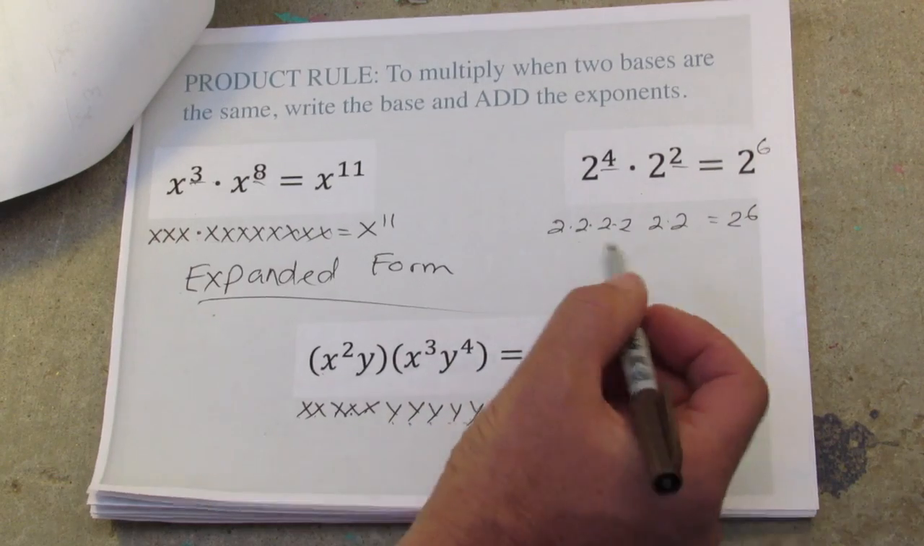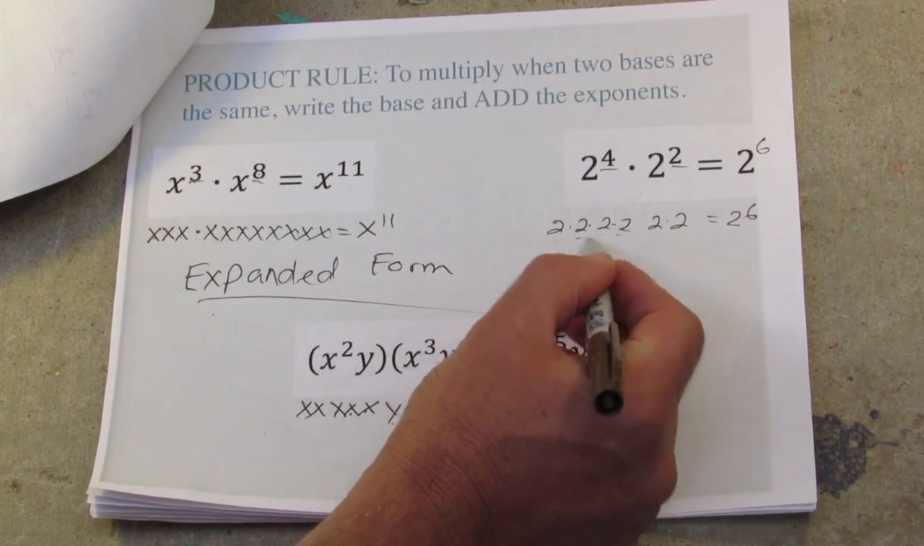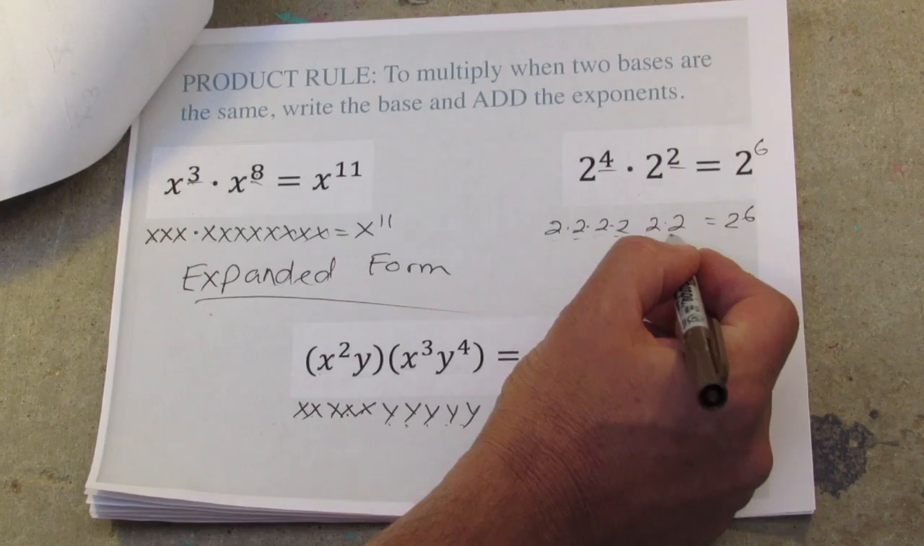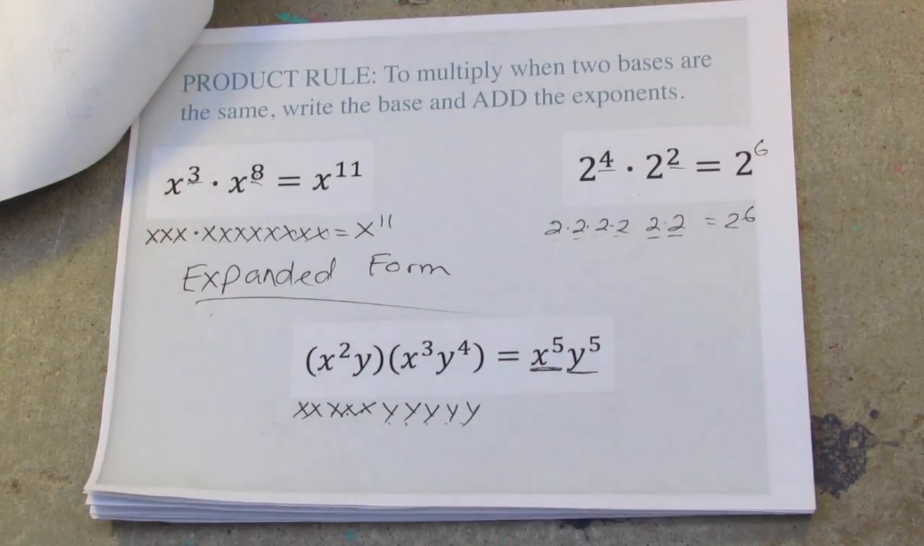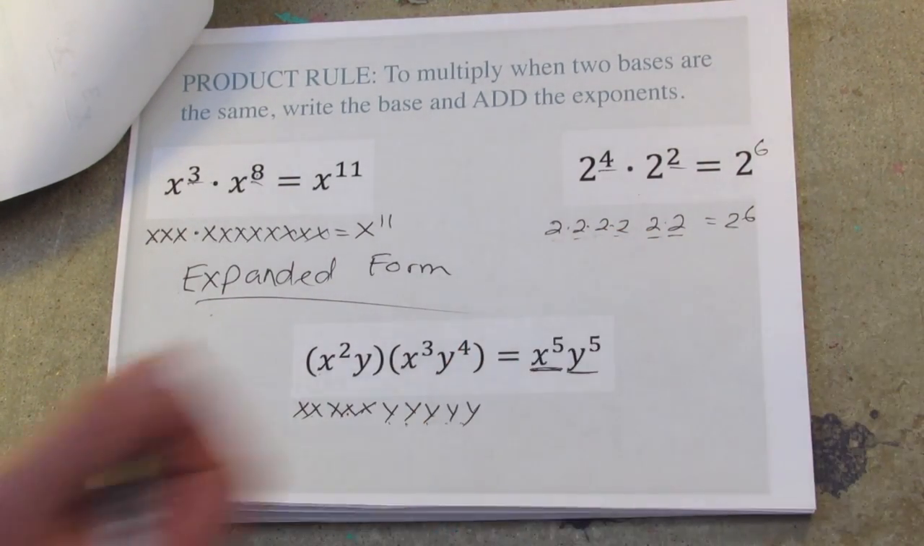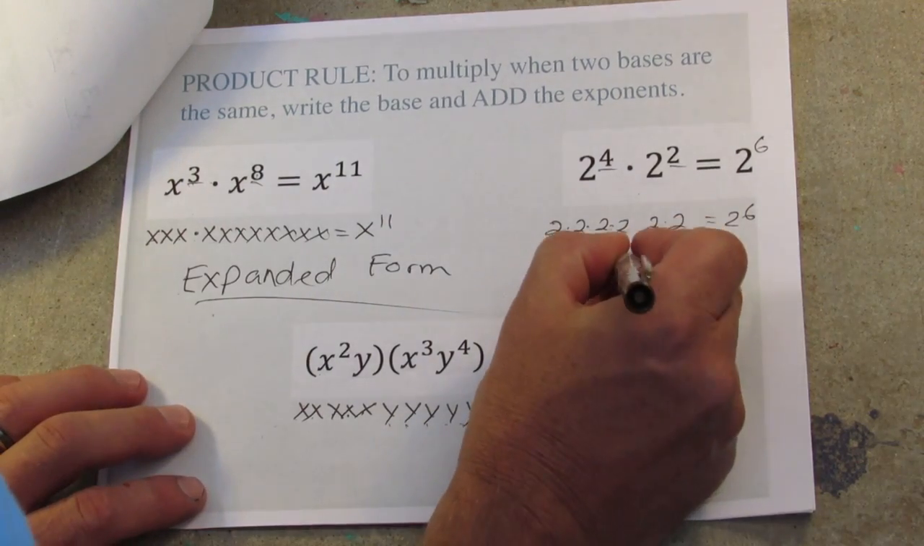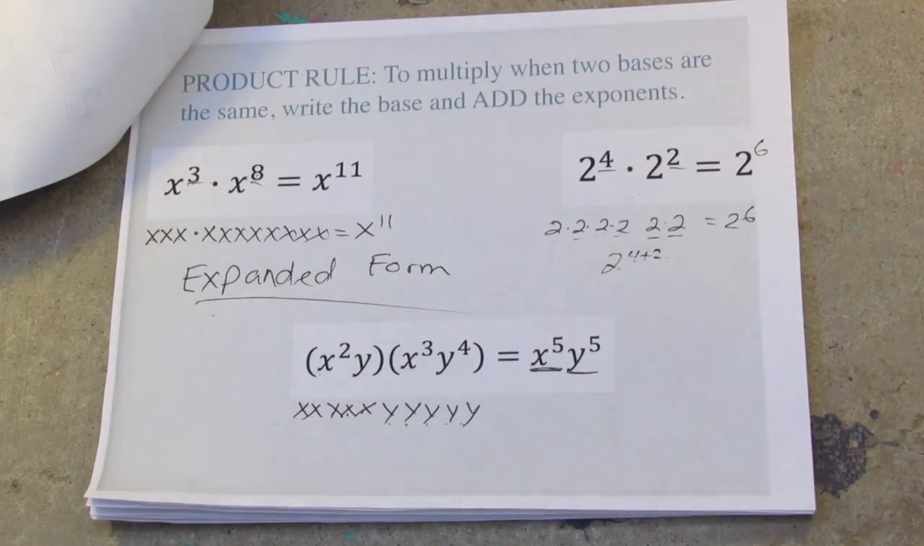This is 2 to the 4th power, so that's 1, 2, 3, 4 2's. That's 2 to the 2nd power, 2 squared. That's 2 more 2's. 1, 2, 3, 4, 5, 6. As simple as adding them. 2 to the 4 plus 2.